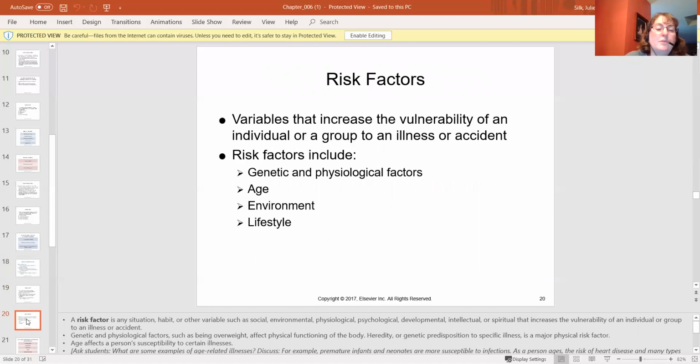So a risk factor is any situation, habit, or other variable such as social, environmental, physiological, psychological, developmental, intellectual, or spiritual that increases the vulnerability of an individual or group to an illness or accident. Genetic and physiologic factors such as being overweight affect physical functioning of the body. Heredity or genetic predisposition to specific illness is a major physical risk factor. Age affects a person's susceptibility to certain illnesses.